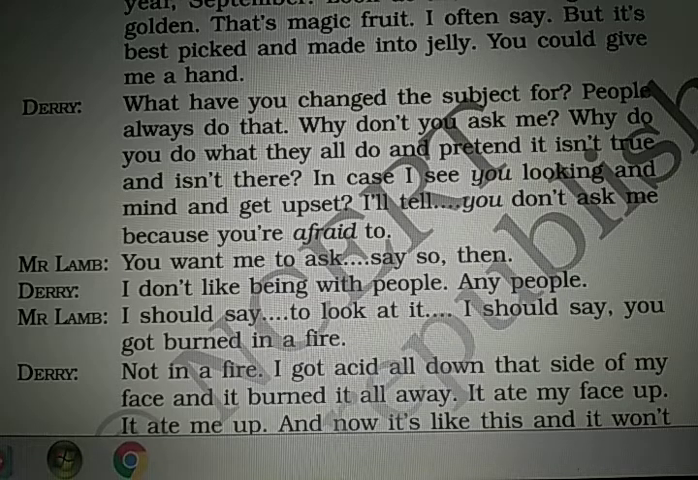Daddy says, I don't like being with people, any people. I don't like the company of any people. I don't go with them, I don't like to see them or talk to them. Any people, Mr. Lamb. Mr. Lamb says, looking at your face, I should say you got burned in a fire. I could say that perhaps you got your face burned in a fire. Daddy.